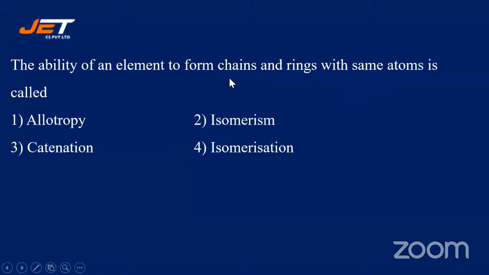The ability of an element to form chains and rings with the same atoms is called. Five seconds to answer. Yes, let us see the key. Yes, it is absolutely option 3, that is catenation. Next question.